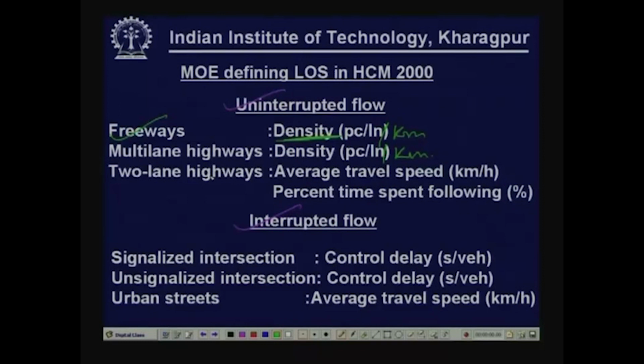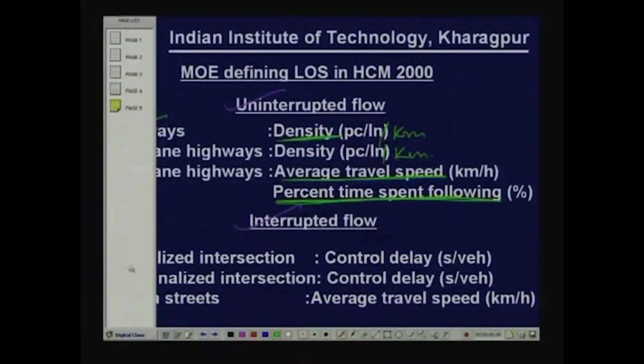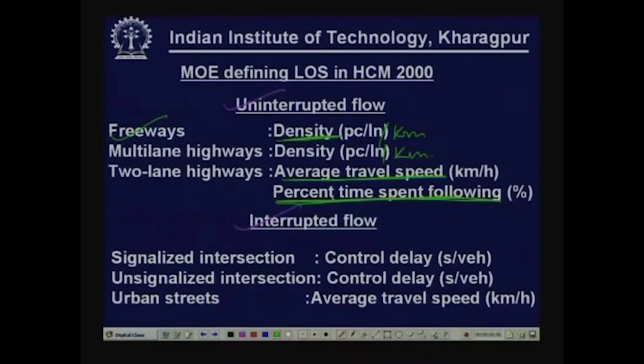For two-lane highways, two measures of effectiveness are used. One is average travel speed and the other is percentage time spent following, because particularly for two-lane highways, overtaking or passing opportunities is a crucial aspect. So, often it may happen that a heavy vehicle is going and all other vehicles are forced to follow that vehicle. So, what is the percentage of time spent following, that is also a consideration. So, it is based on average travel speed and percentage time spent following.